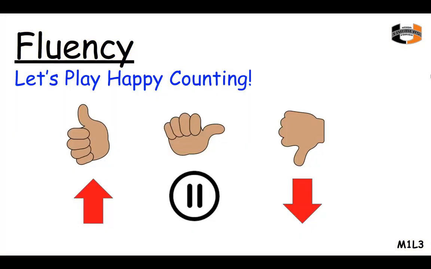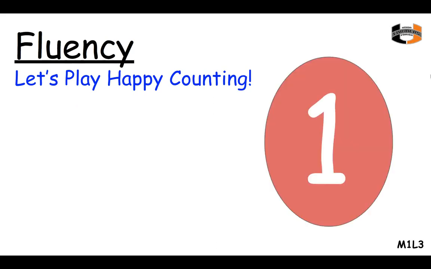So learning how to count up and down is going to help you with games like this. In this game, we're going to start with a number, and if you see a thumb up, that means you go up a number. If you see a thumb down, that means you go down a number. And if you see the thumb pointing to the side, that means stop or pause. So let's start with 1.